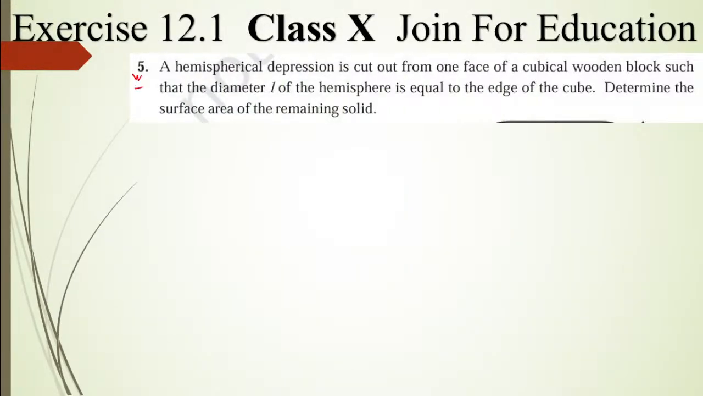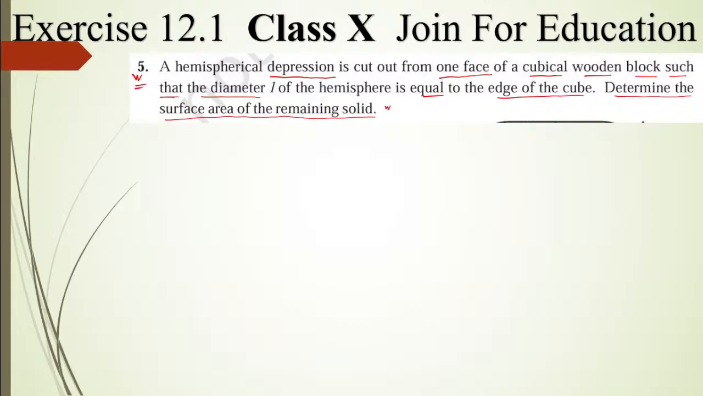Let's see question number 5. A hemispherical depression is cut out from one face of a cubical wooden block such that the diameter L of the hemisphere is equal to the edge of the cube. Determine the surface area of the remaining solid.